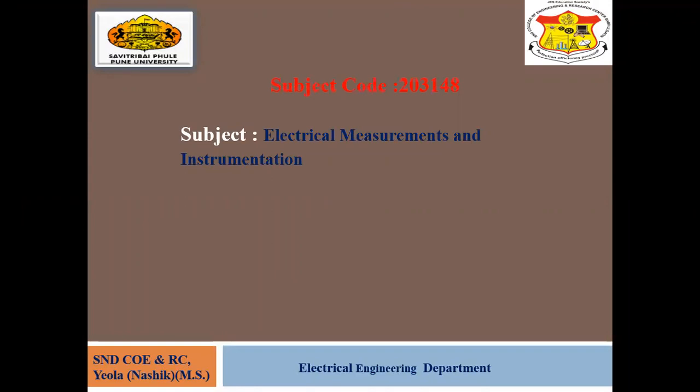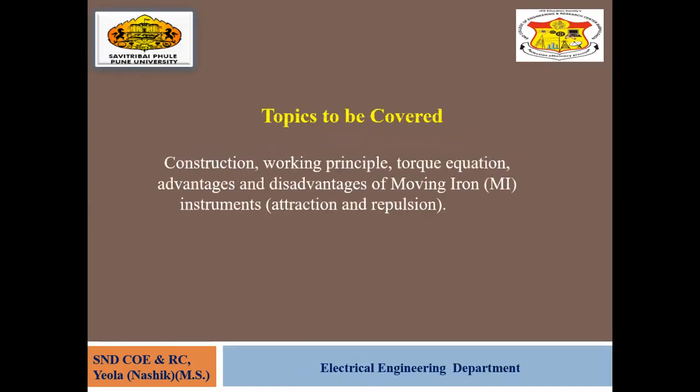Myself, Professor N.V. Arpe from S&D College of Engineering and Research Center, Yola, working as a system professor in the Electrical Engineering Department. So today we will start a new topic of the subject Electrical Measurement and Instrumentation, based on unit number one, that is classification of measuring instruments. The topic is construction, working principle, advantages, disadvantages, and torque equation of moving iron instrument, attraction and repulsion type.